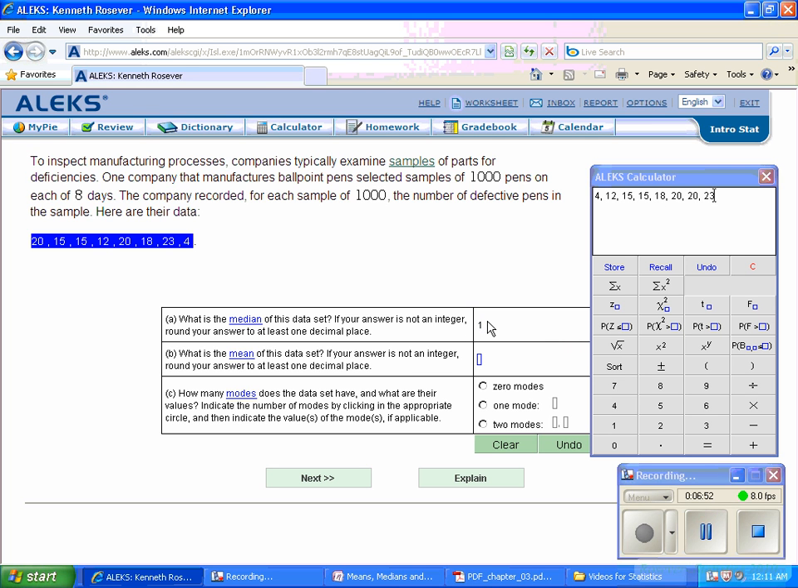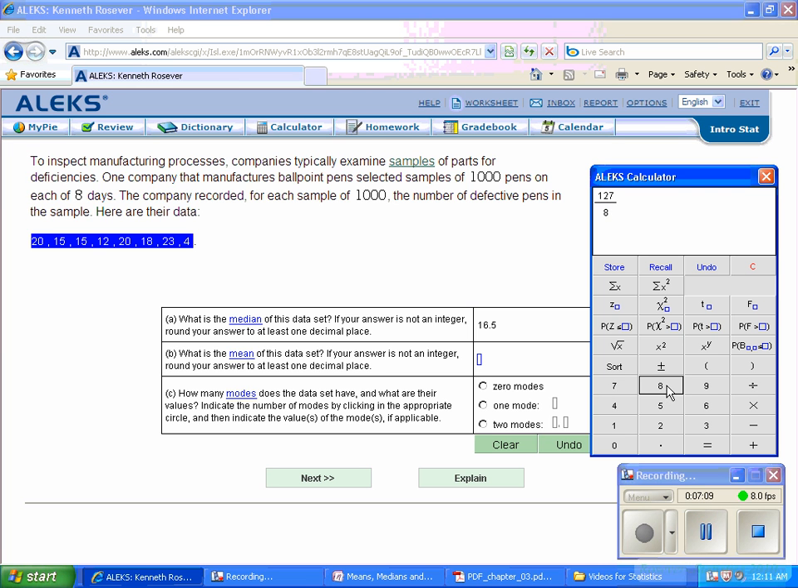Okay. If you didn't know it was 16 and a half, you can add 15 and 18, get 33, divide by 2. The mean of the set I would get by summating those values. Sum them all together and divide by 8. So when we divide that by 8, we get, let's see if I can do it in my head, 15.875. But we're going to round to one decimal place, so we're going to call it 15.9.